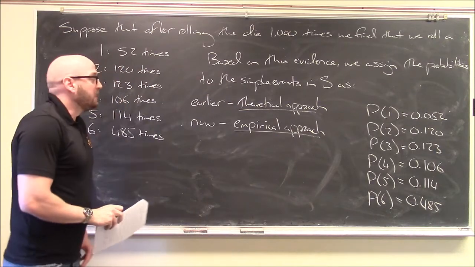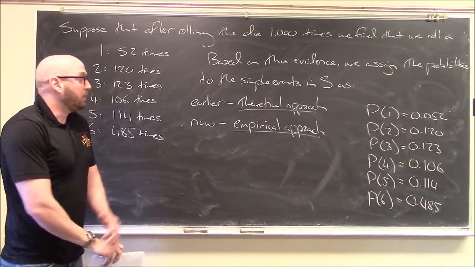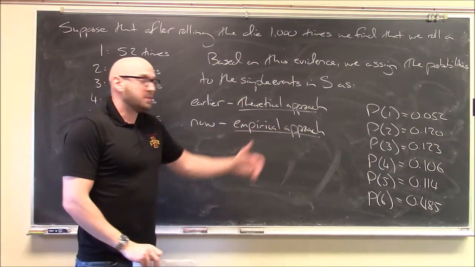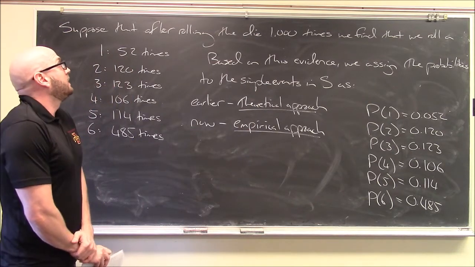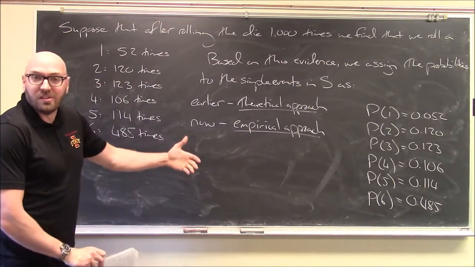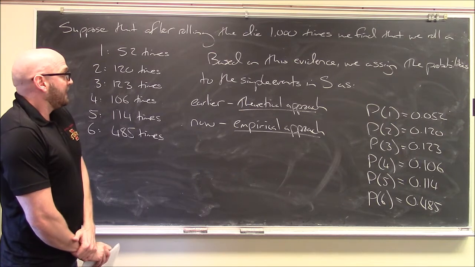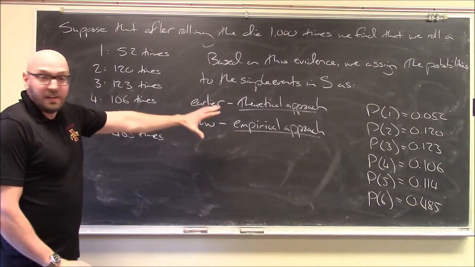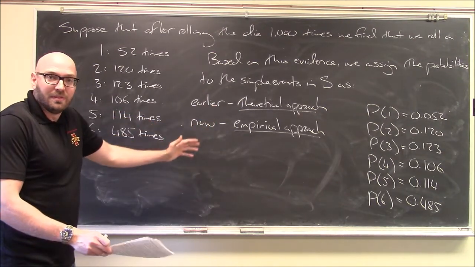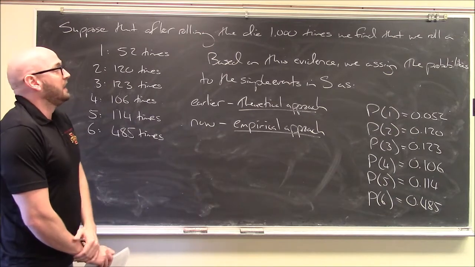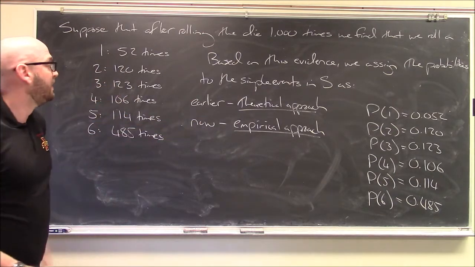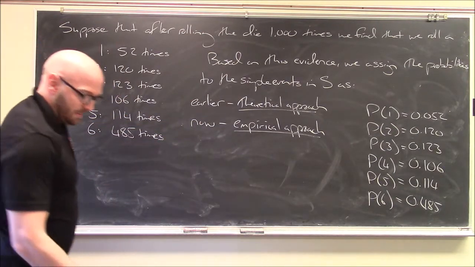And there's nothing wrong with either. Usually throughout our study of probabilities, we'll just be going with a theoretical approach, but sometimes you have empirical data that you can use to assign probabilities instead. And if that empirical data is radically different than your theoretical suggestion, then you would use this data instead, as we're doing here.